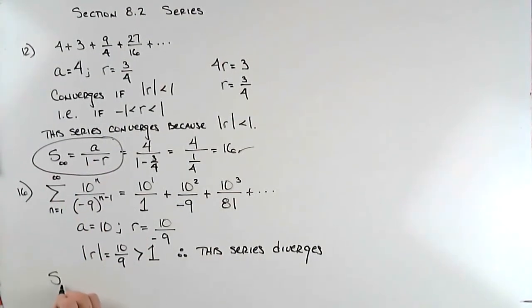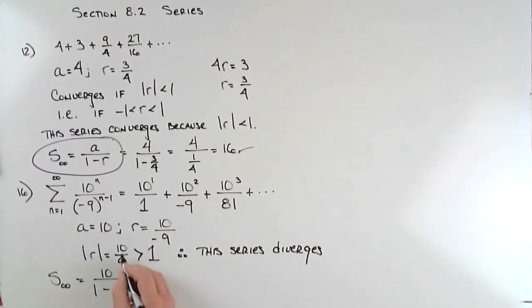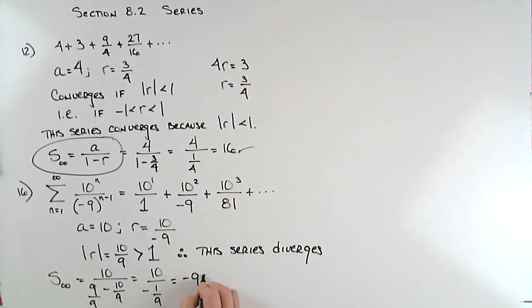If we just plugged this in, we would have A is 10, that would go there. We'd have 1 minus 10/9, that would go here. Of course, 1 is 9/9. And so we would have 10 divided by -1/9, and we would get -90.